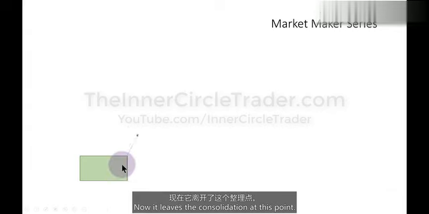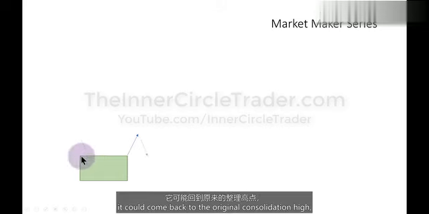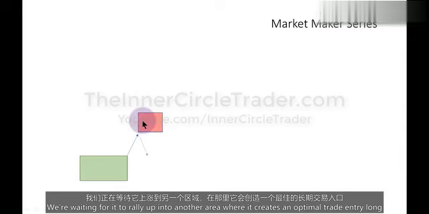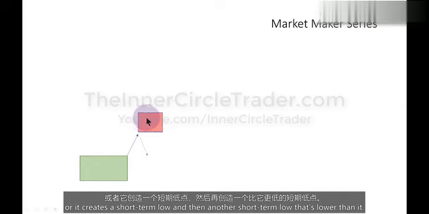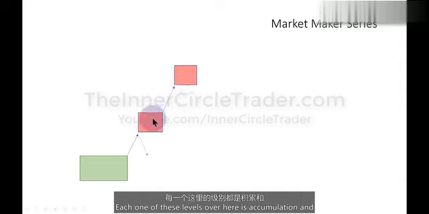All right, again, the assumption is that we're at a market price down here. It could be trading in relatively cool lows or consolidation. Then it leaves the consolidation. At this point, again, it could come back to the original consolidation high, but it doesn't have to. We're waiting for it to rally up into another area where it creates an optimal trade entry long, or it creates a short-term low and then another short-term low that's lower than it that takes out sell stops. And then we anticipate higher prices rallying higher until we get to another level of accumulation.